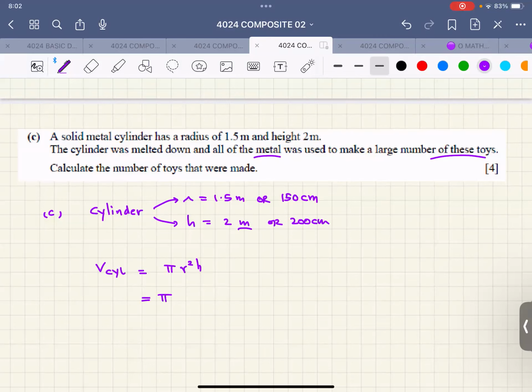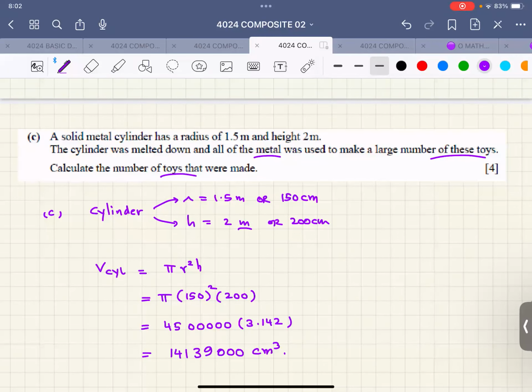So this is pi, this is r, which is 150, squared, into 200. So now, first of all, 150 into 150 into 200. That comes out to be 4, 5, and 5 zeros, multiplying with 3.142. This comes out to be 14139000 centimeter cube.